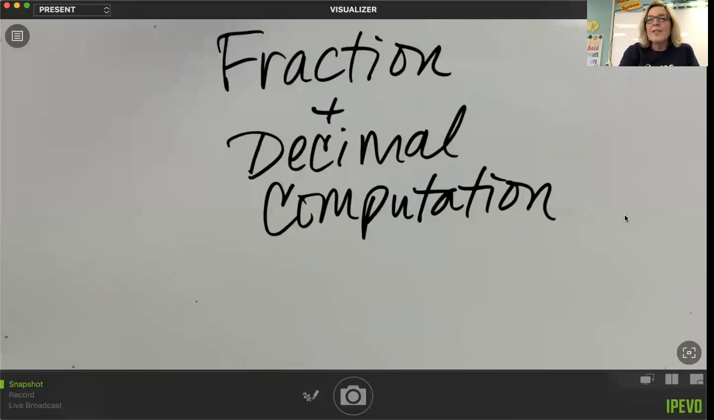So today we're going to do some review of fraction and decimal computation and the rules for computing with fractions and decimals. This is important because we're going to be dealing with equations that have fractions and decimals within them, and we want to be able to fluently add and subtract, multiply and divide so that we can solve equations.